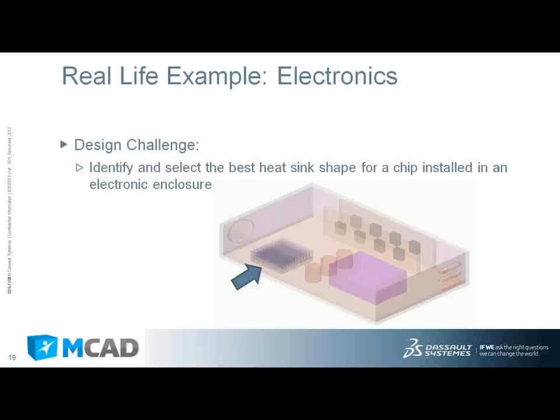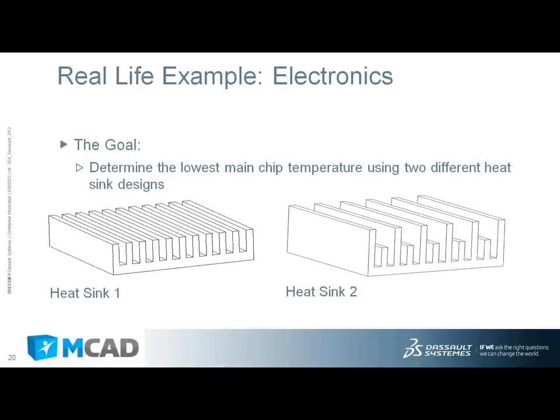The first would be this electronics enclosure, a fairly simple representation where we have some heat sources in the microchips that are in here, and maybe a power supply, and a main CPU with a heat sink on it, and a fan bringing air into the back side of the enclosure and exiting through the vents on the front side. So the objective and the challenge is to identify and select the best heat sink shape for this enclosure. A couple of different designs here that were analyzed.